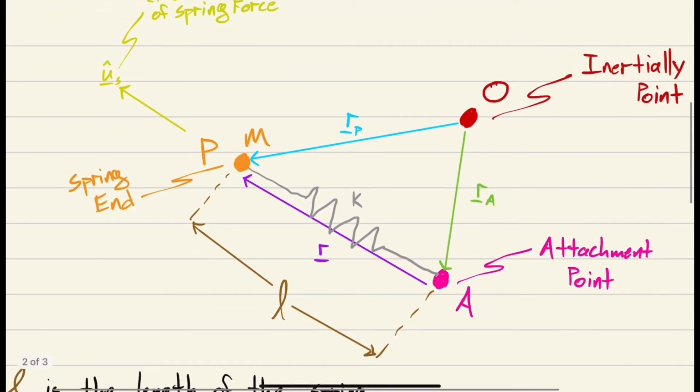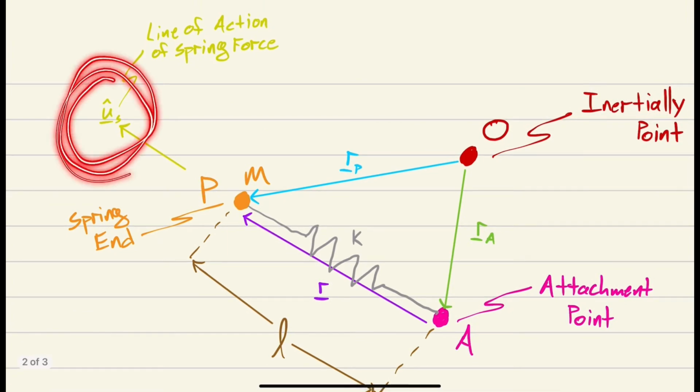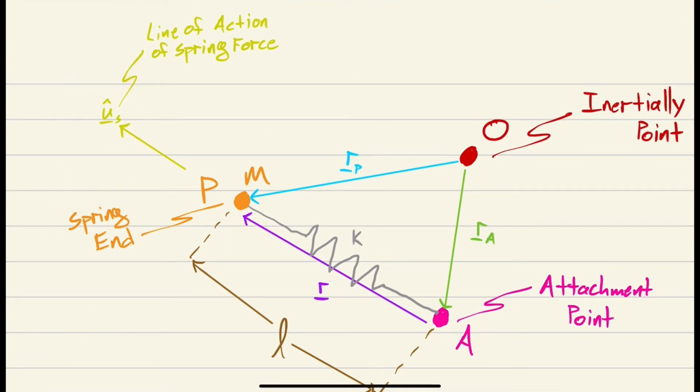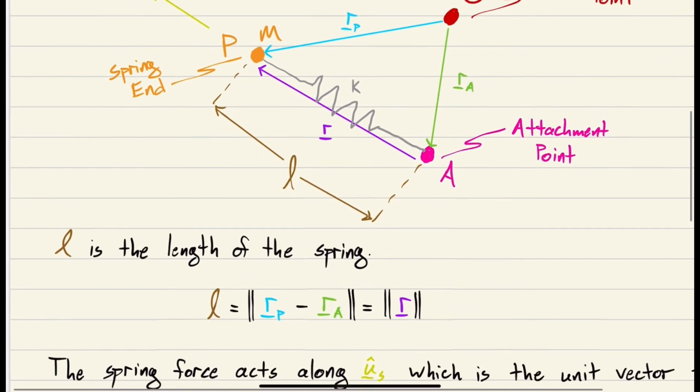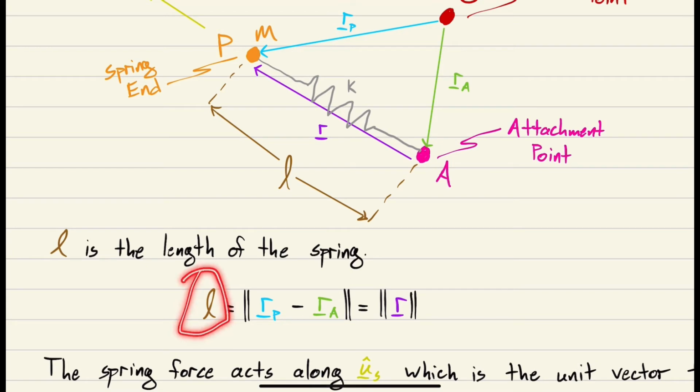And then finally we have U sub S right here, which is a unit vector that points from the attachment point to the free end of the spring. And that defines the direction our force is going to be applied. And I think I'll have all this written down here. So R is R sub P minus R sub A, going from the tip of R sub A to the tip of R sub P. That is R. So L is just the magnitude of R, the length of R. That is L, the length of the spring.